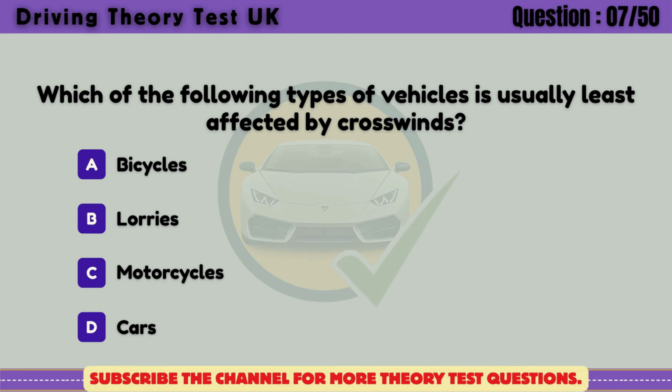Question 7. Which of the following types of vehicles is usually least affected by crosswinds? Option A. Bicycles. B. Lorries. C. Motorcycles. D. Cars.